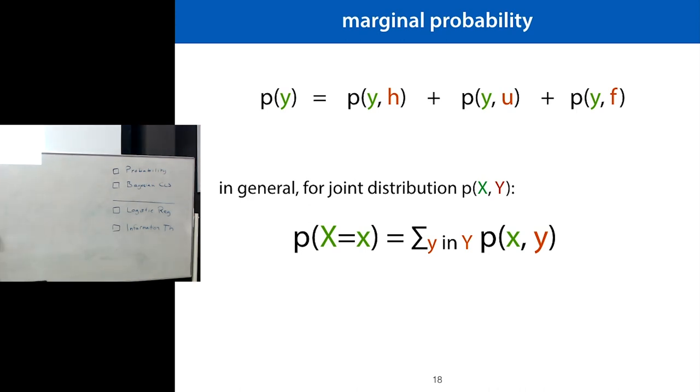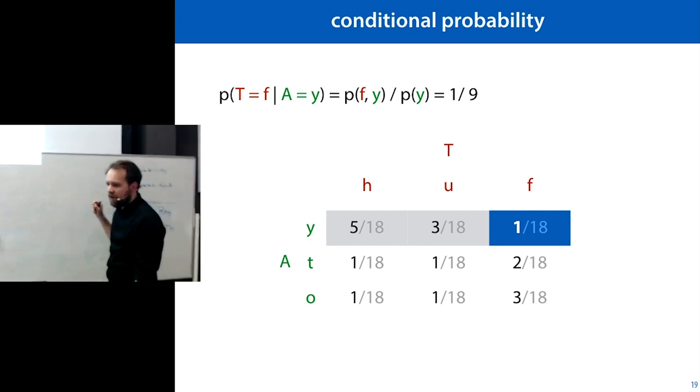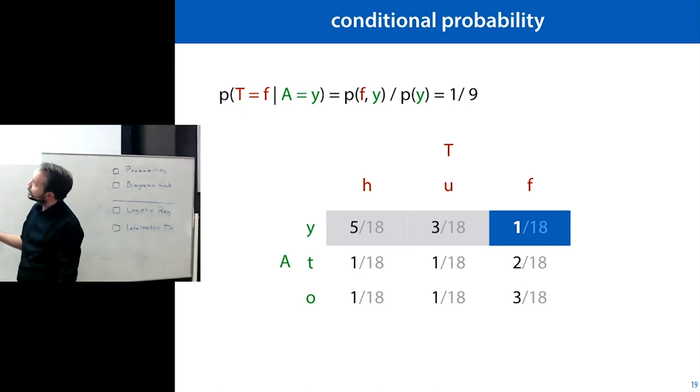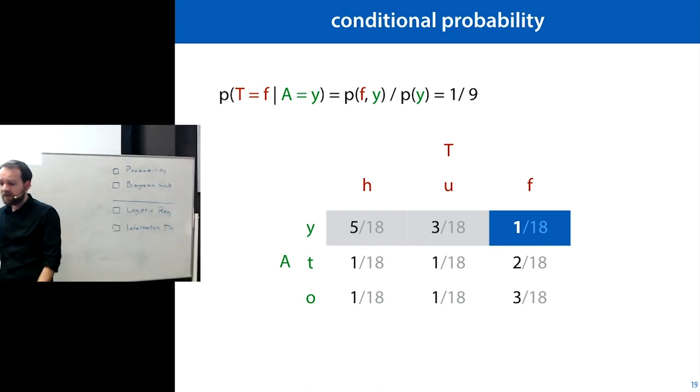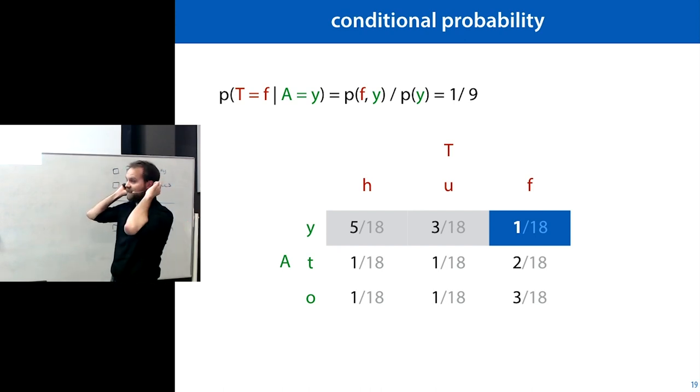Then there's conditional probability, which is similar, but not quite the same, which asks, what if we know one of the values? So we sample a random person, but we know that their age is young. So either we've sampled them already, or we specifically sample one of the young people. What can we say then about the health of their teeth? And clearly that changes, because young people are much less likely to have fake teeth.